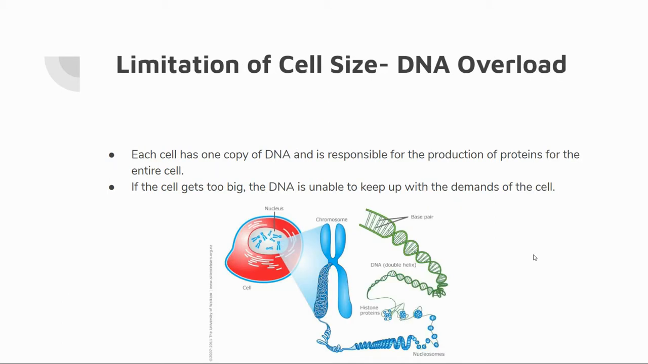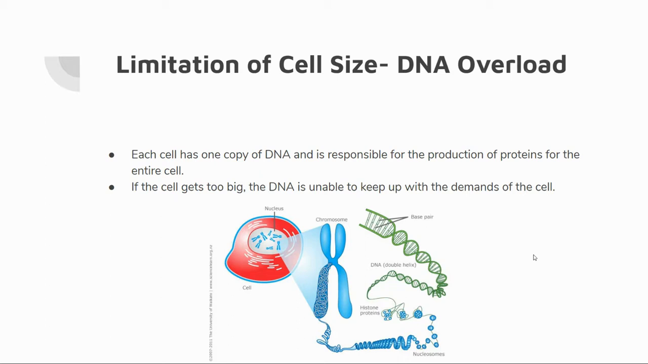So some limitations of cell size. The first one is DNA overload. We do know by this point that each cell has a copy of DNA, and that is responsible for the production of proteins. So if the cell gets too large, then the DNA is unable to produce or code for enough proteins to keep the cell functioning properly. So this limitation limits how large cells can get.